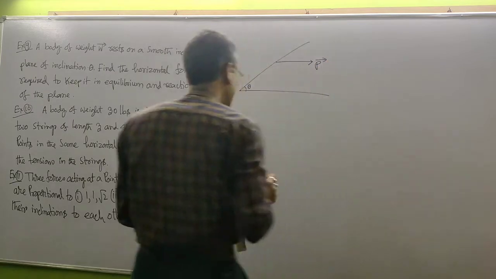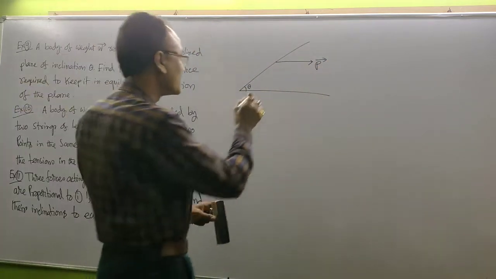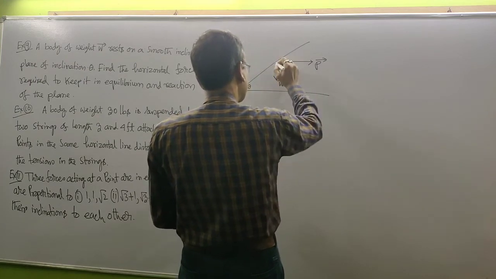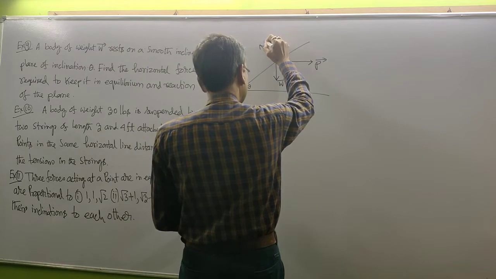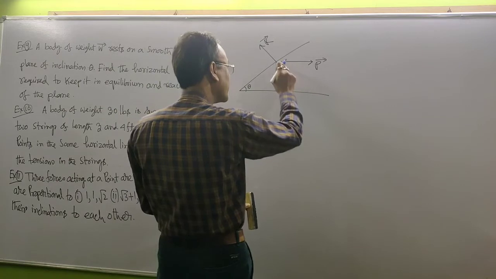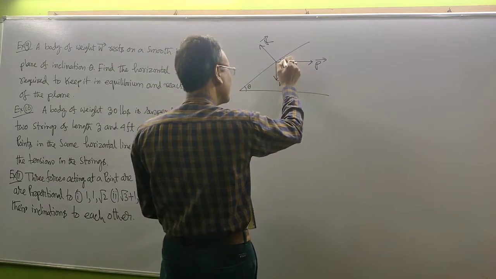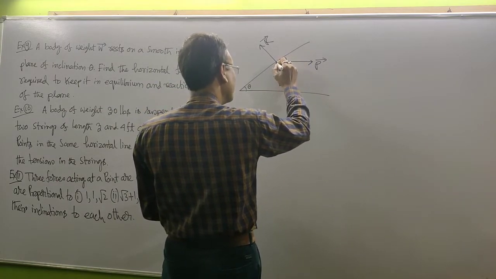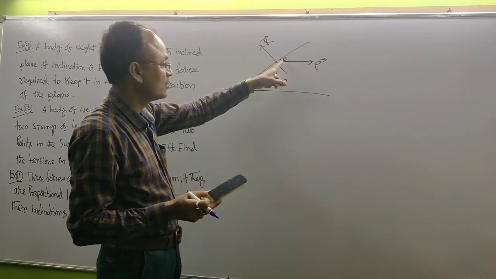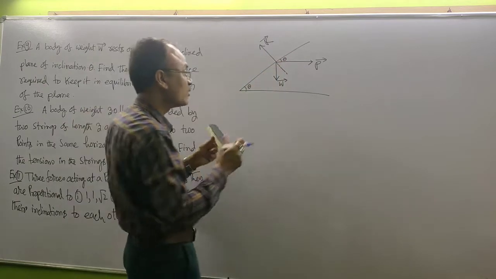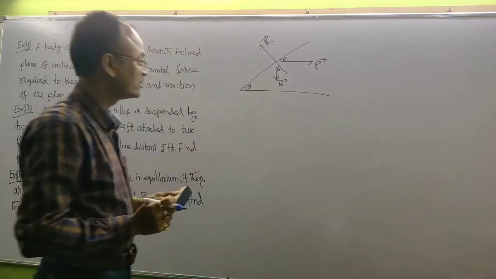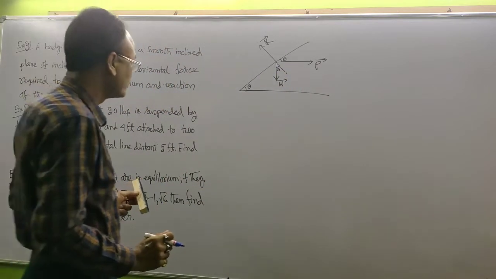Suppose P is the horizontal force, W is the weight of the body, and R is the normal reaction. These two are parallel lines, therefore this angle is theta. This angle is theta, so what will be this angle? 90 degree minus theta. Consequently, this angle is equal to theta.